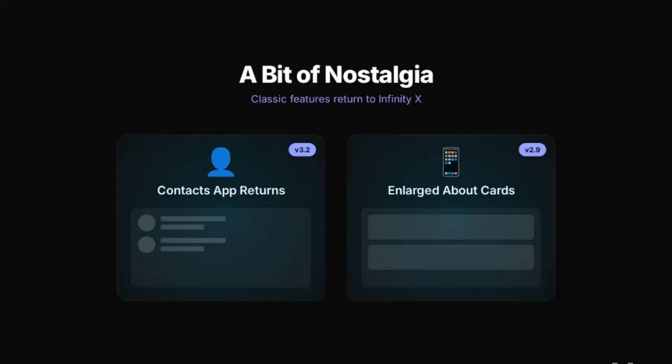And finally, a bit of nostalgia. They have brought back the Contacts app from version 3.2, and the About Phone section cards are enlarged again, just like they were in version 2.9. Overall, version 3.5 feels smoother, especially with the fix for quick settings transitions even when blur is disabled.